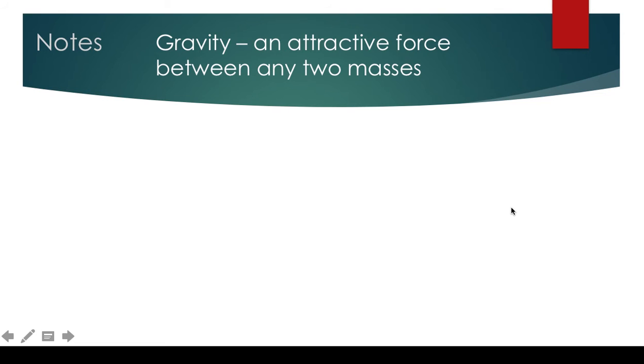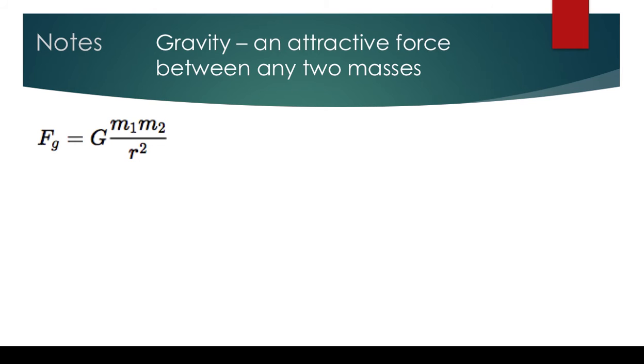Gravity is an attractive force between any two masses. These two masses could be the force of gravity between you and the earth. It could be the force between you and the person sitting next to you. It could even be the force between you and your calculator sitting in front of you. Any two masses.